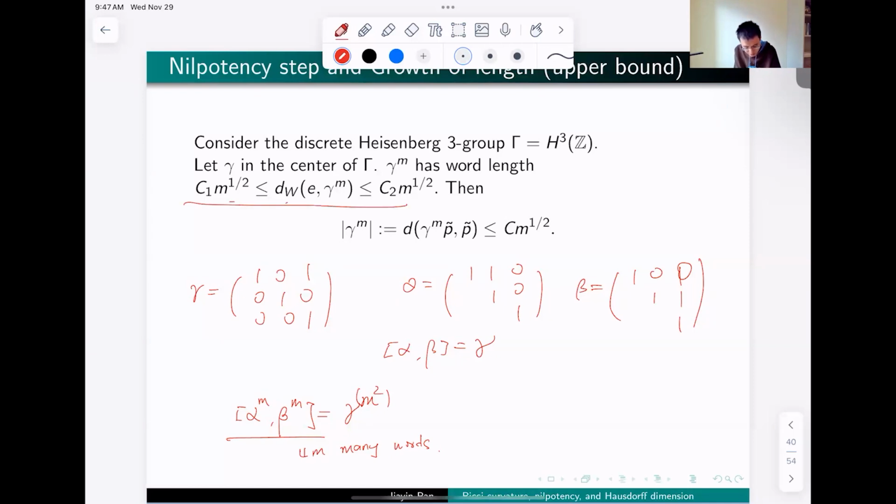But on the manifold, you only have a one-sided inequality, right? So this gamma to the m means, here the manifold is open, so let me say non-compact. If you have a closed manifold, then you have a two-sided inequality on the orbit. If you have an open, non-compact manifold, then you just have one side. So that actually becomes a huge issue.